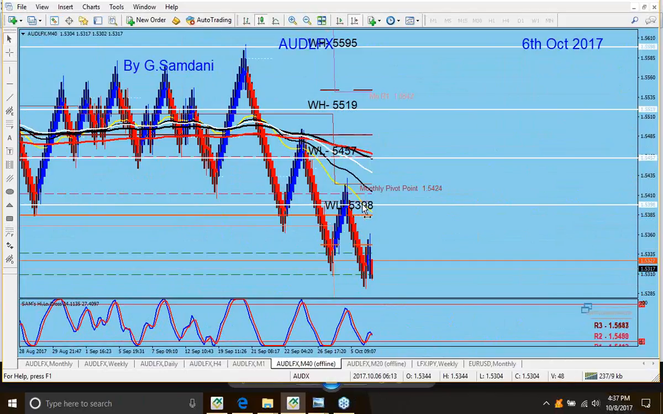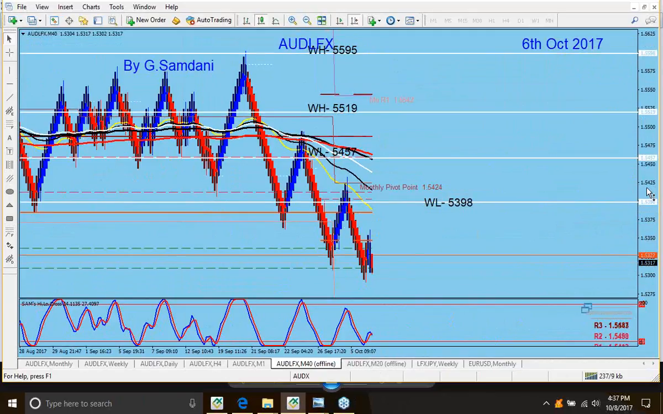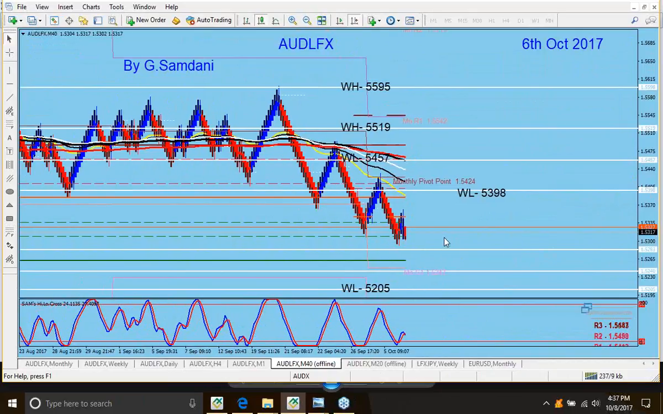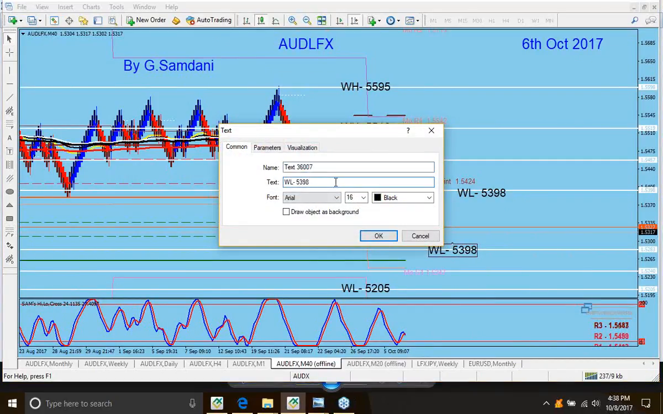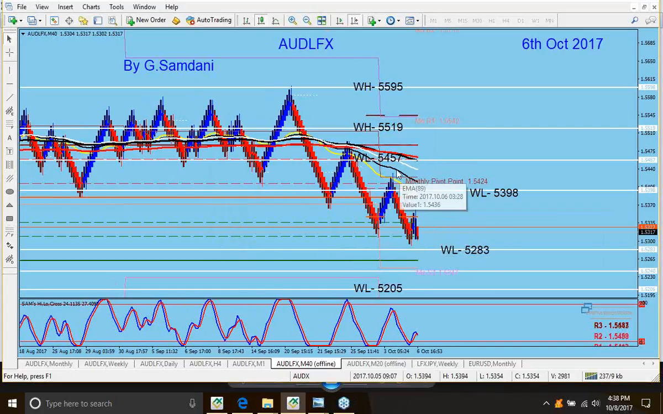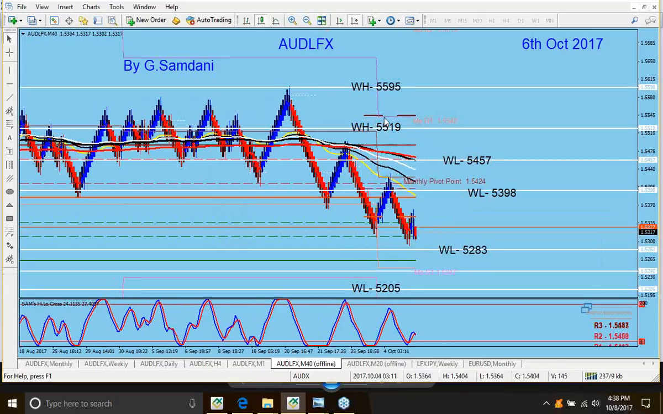Where is it? 52.83. We'll mark here, and you will see the magic. Okay, so that's a weekly low, 52.83. Mark it down, and we might stay above it. Okay, there's a good chance that it will reverse. This is not an impulse wave. I don't see it as an impulse wave to the downside. It's still the reaction.